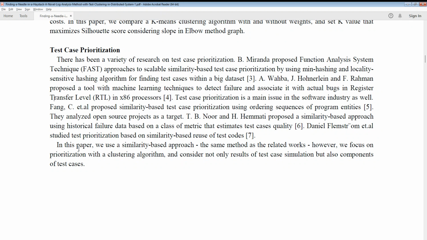In this paper, we use a similarity-based approach, the same method as in the related work. However, we focus on prioritization with the clustering algorithm and consider not only the result of the test case simulation, but also a component of the test cases.